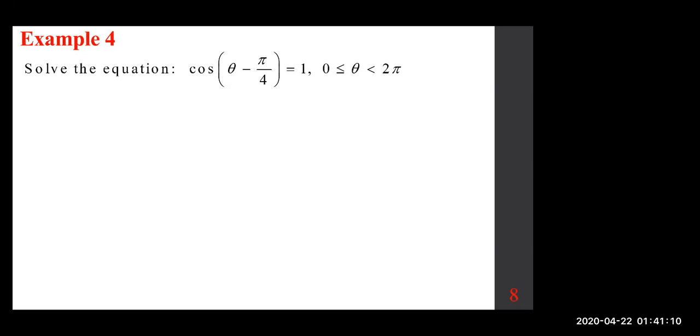Never mind that it says theta minus pi over 4. You can think of this as, let's say, alpha. Cosine alpha is 1. If cosine alpha is 1, alpha must be what? Between 0 and 2 pi. Anybody?